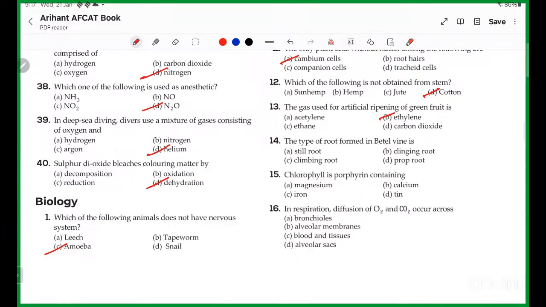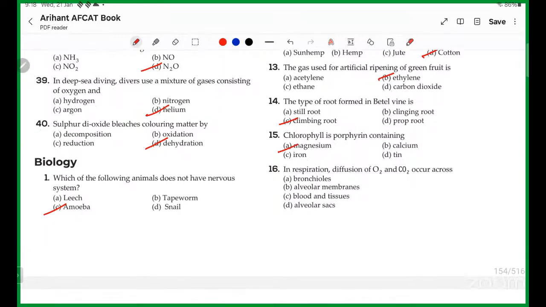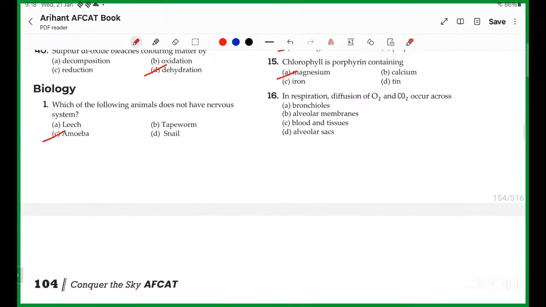The type of root formed in betel vine is climbing root. Chlorophyll is a porphyrin containing magnesium. In respiration, diffusion of O2 and CO2 occurs across alveolar membranes.